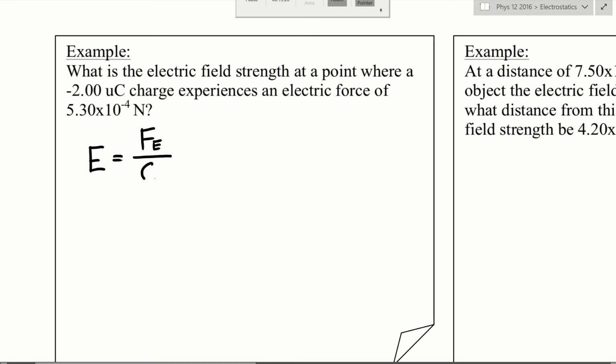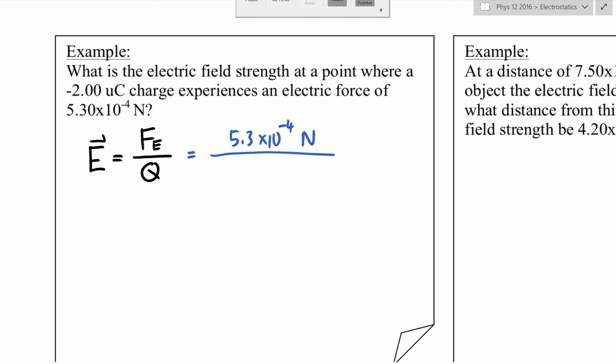Now in here I have the electric force, so why not just use the electric force to find the electric field? Number one, the force is 5.3 times 10 to the negative 4. The unit is Newton, so I see nothing wrong with this value. This is a negative charge, but you don't care about the negative sign. You have to make sure that you're putting positive numbers in.